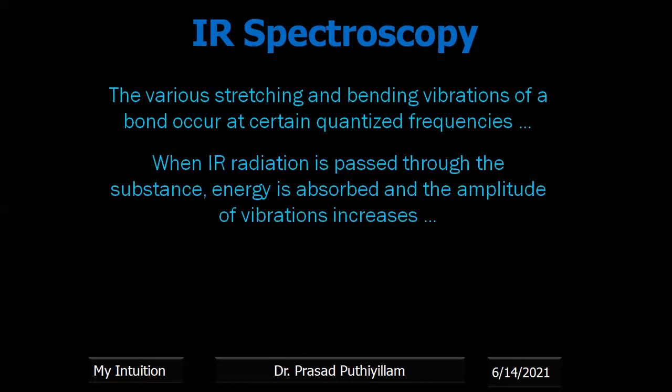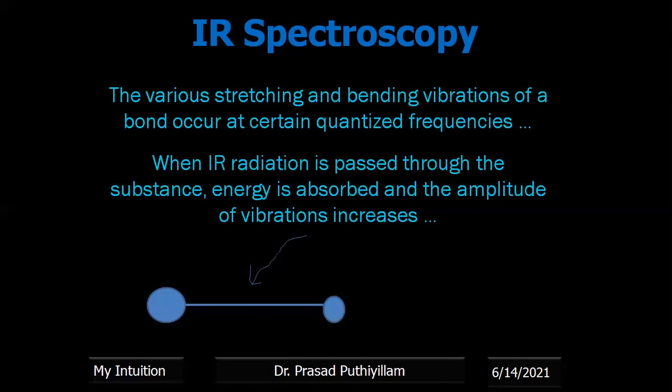That means as more and more quantized frequencies of IR radiation come, the amplitude of vibration increases. Let me represent it schematically. This is the bond in which IR radiation is passed. When it absorbs a particular photon, a quantum of energy, it undergoes a particular vibration. From that vibration, if it absorbs another quantum of IR radiation, the amplitude is increasing. Initially it was vibrating only in this particular direction, now it has increased. So the amplitude of vibration increased.